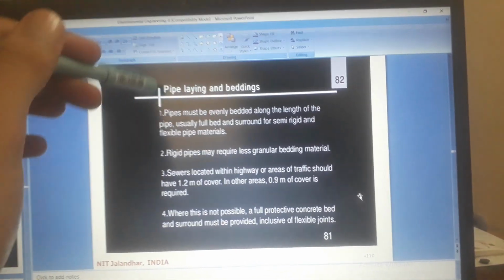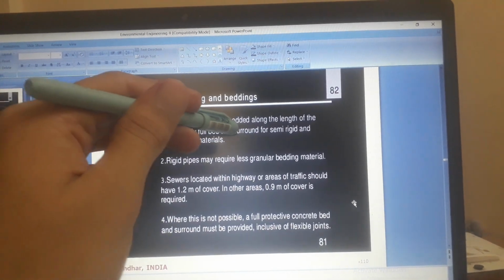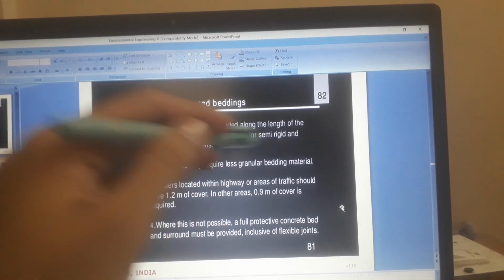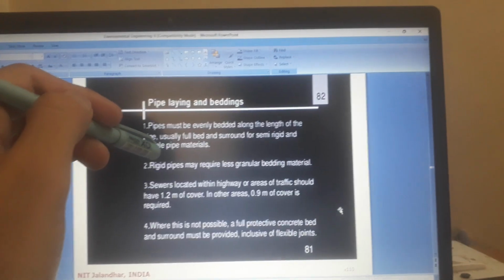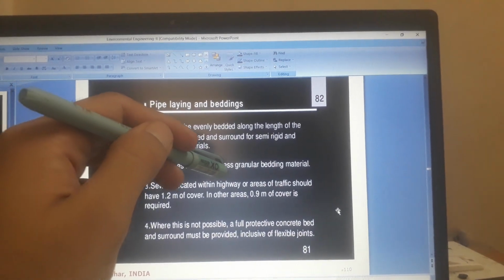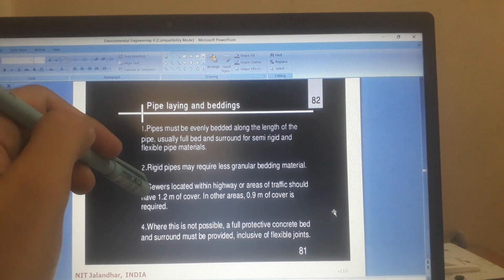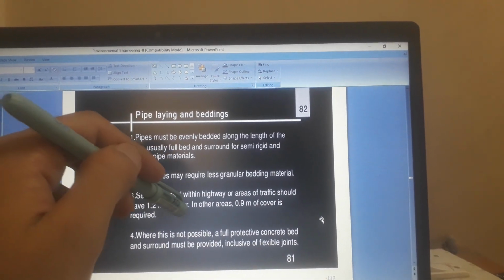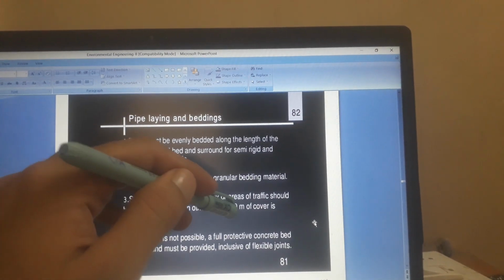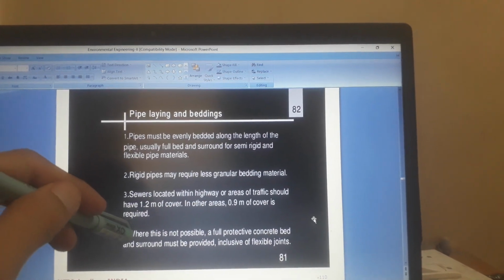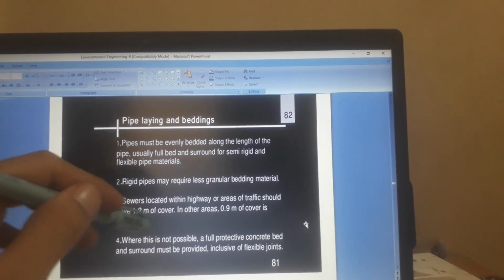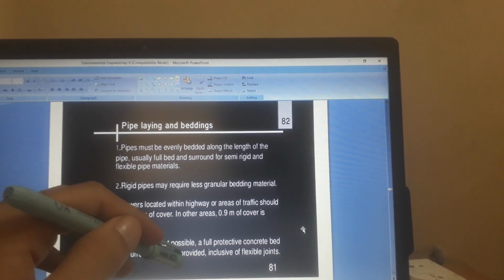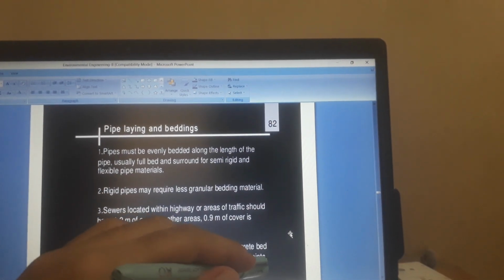Pipe laying and beddings. First, pipe must be evenly bedded along the length of the pipe, usually full bed and surround for semi-rigid and flexible pipe materials. Second, rigid pipes may require less granular bedding material. Third, sewers located within highways or areas of traffic should have 1.2 meter of cover. In other areas, 0.9 meter of cover is required. Where this is not possible, a full protected concrete bed and surround must be provided, inclusive of flexible joints.